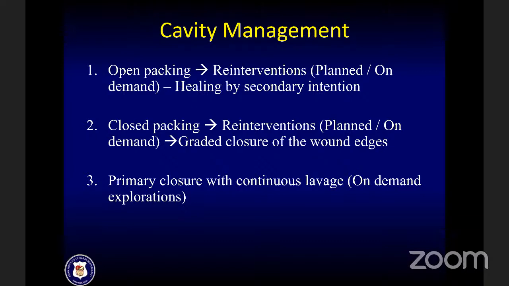The other mode of managing the cavity is closed packing. Here again, you use reinterventions, but you don't close the abdomen; you produce a graded closure of the wound edges, so that by the time all the necrosis is completely cleared, the wound edges will come together, and can be closed finally when the cavity is completely healed. The other way of handling the cavity is to achieve a primary closure and put drains, as I have shown in the previous video. And these drains are used for irrigation of the cavity till complete debris has been removed.